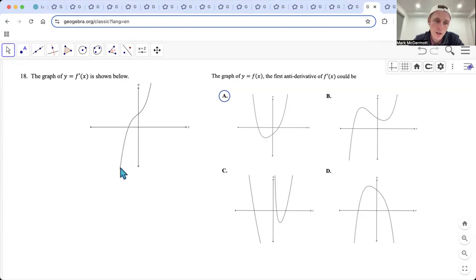And we have a negative gradient for x values below this point, to the left of that point there. It can't be this one because it's got positive x values. So yeah, it has to be A. Hopefully you can see why that's the case.